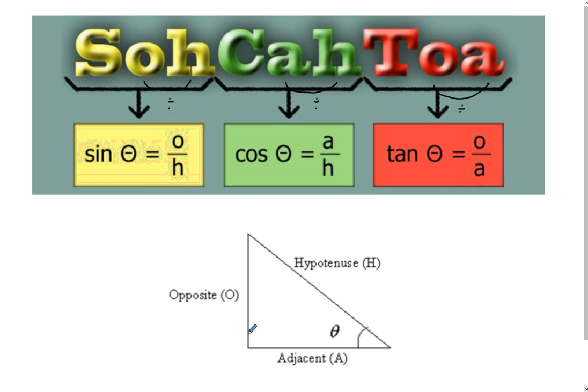And I'm sure you're okay with labeling the triangles. The side opposite your right angle is the hypotenuse, which is the longest side. The side opposite your angle is the opposite, and the side that's got your right angle and the angle is the adjacent. Okay, all right, let's do some questions.